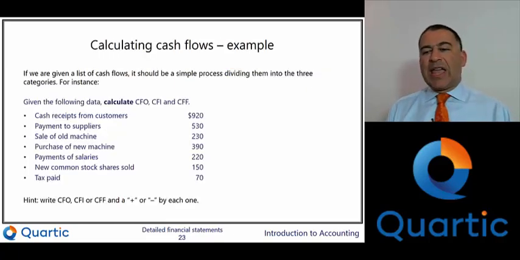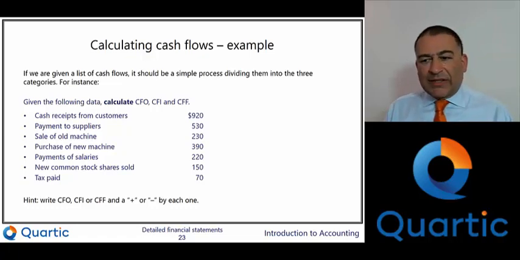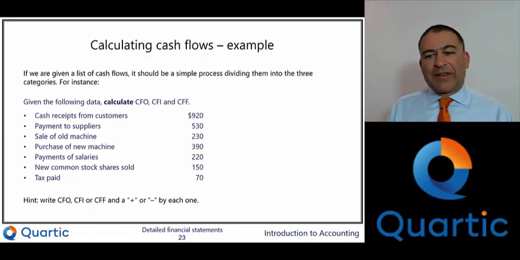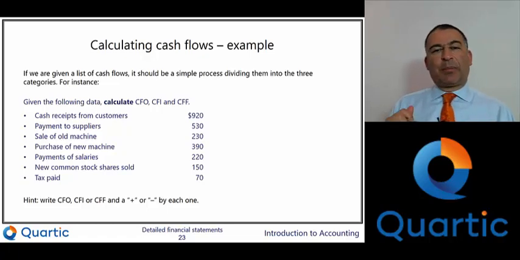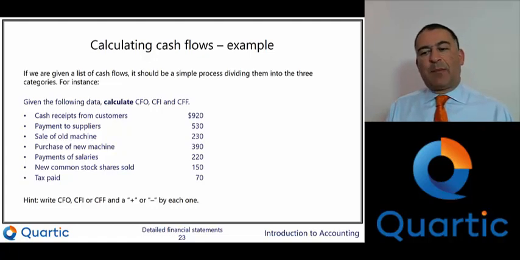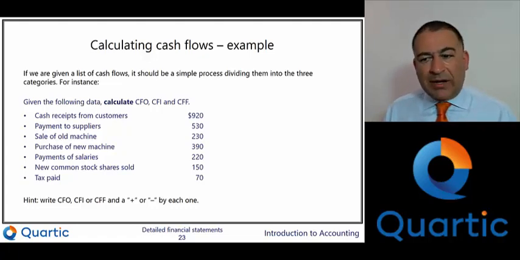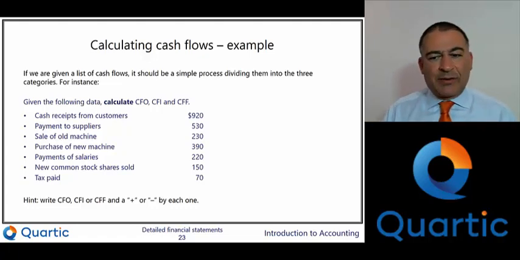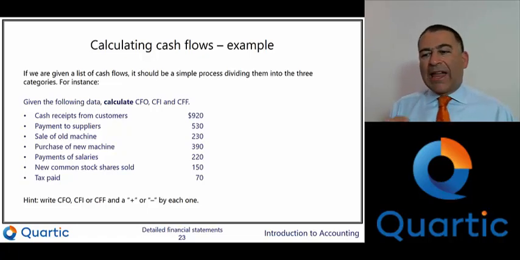Let's do an example. If you're given a list of cash flows, literally what I want you to do with each of these is write CFO, CFI, or CFF next to each one, put a plus or minus, and work them out. So for each of these, can you put CFO plus, CFO minus, or CFI or CFF plus or minus? Have a go at that now, add them up and see what you get. So just pause now until you've done that calculation.